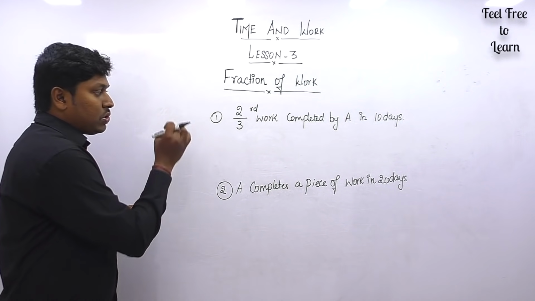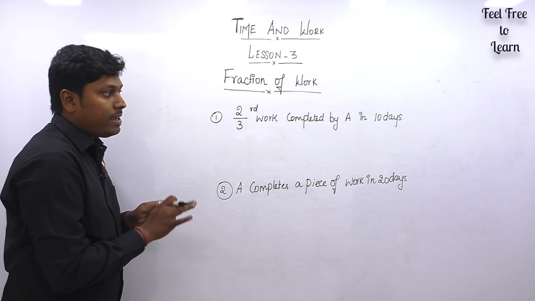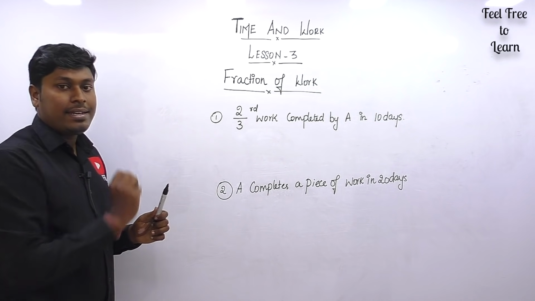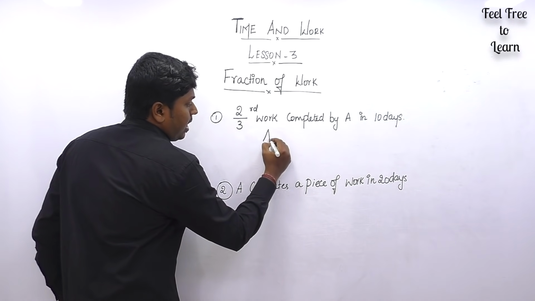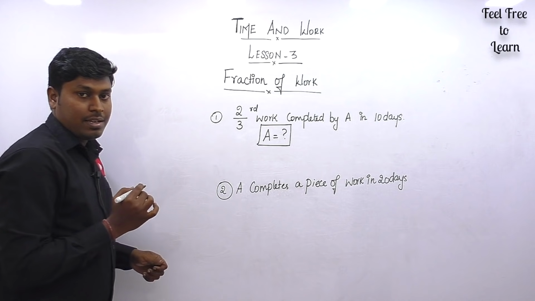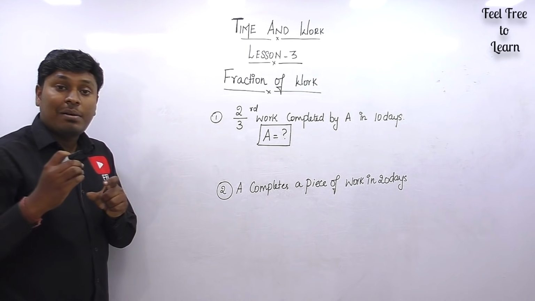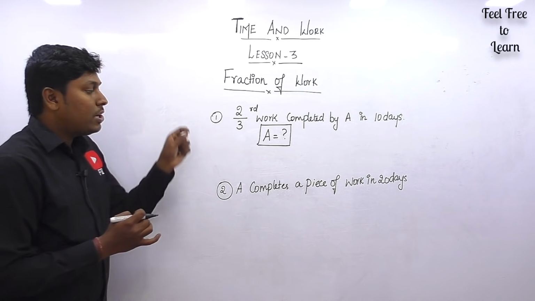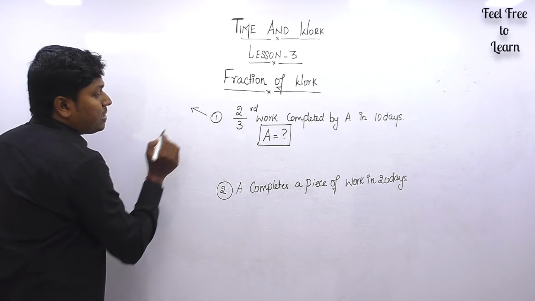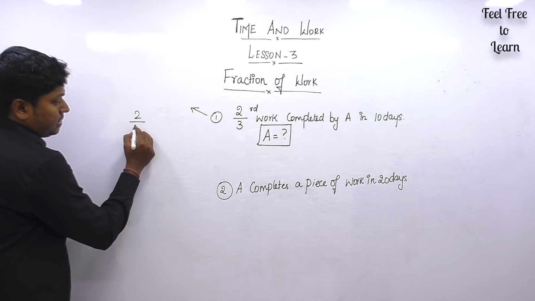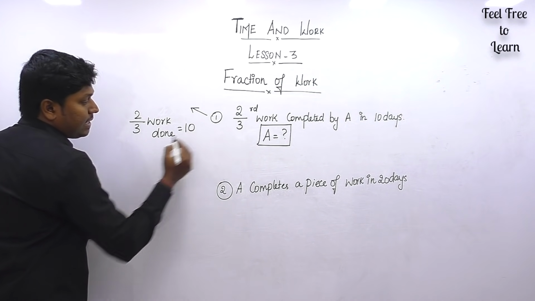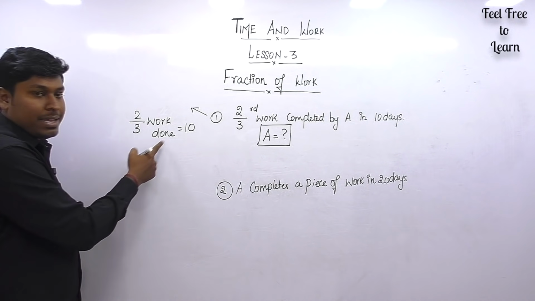Point number 1. 2/3 work completed by A in 10 days. So friends, what they are saying is 2/3 of the work was completed by A in 10 days. If they ask a question like this, A alone, how much time does he take to complete the entire work? Got the logic, friends? We don't know how much time A alone takes to complete the entire work, but the given data is 2/3 of the work done by A in 10 days. Listen carefully, friends, how to find the complete work done by A. So 2/3 work done by A in how many days? 10 days. Got it?